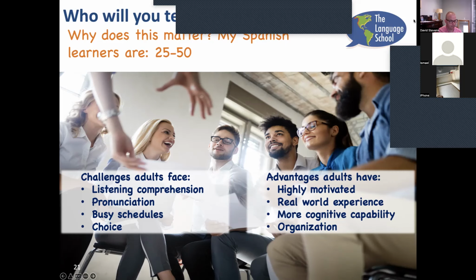I hear this all the time, right? Kids, you have to learn a language as a kid. Once you become an adult, you can't learn a new language. And I will bust that myth all day, every day. Adults actually have more cognitive capability than kids do.